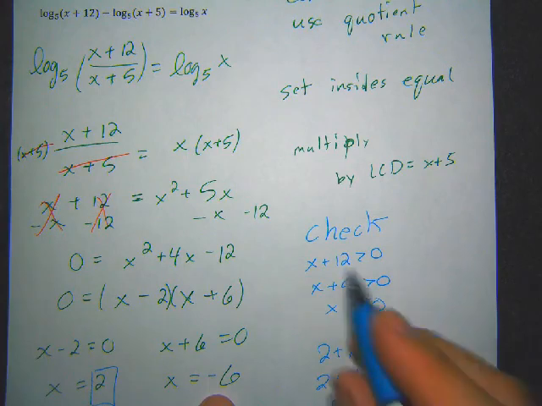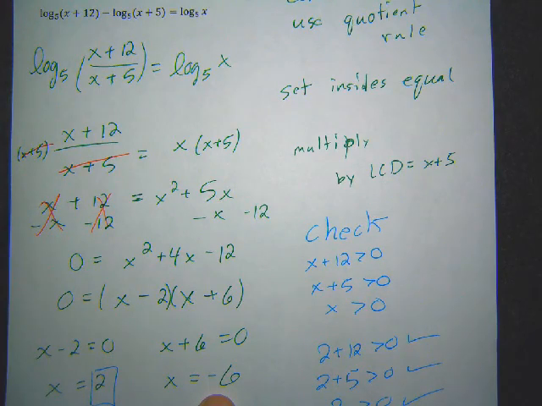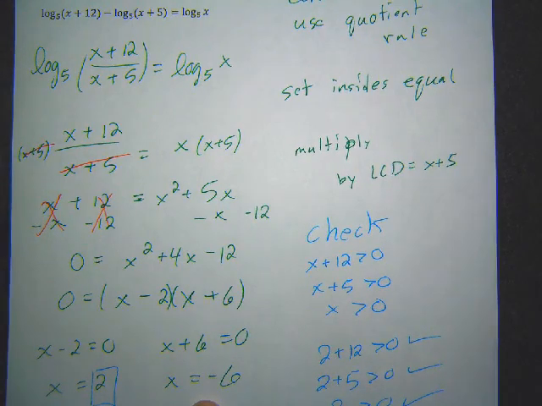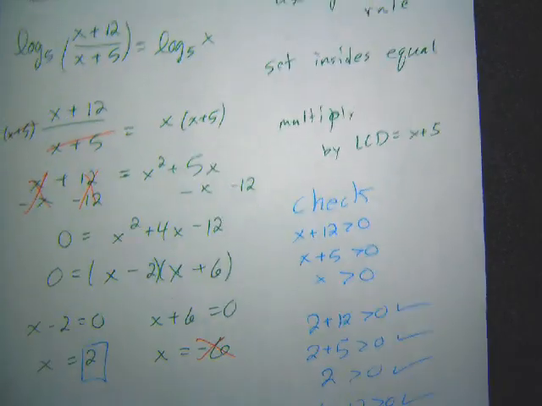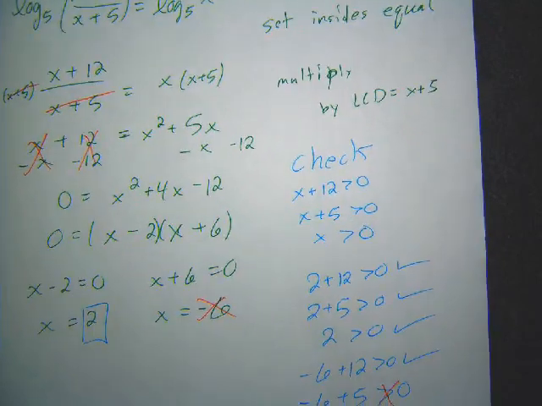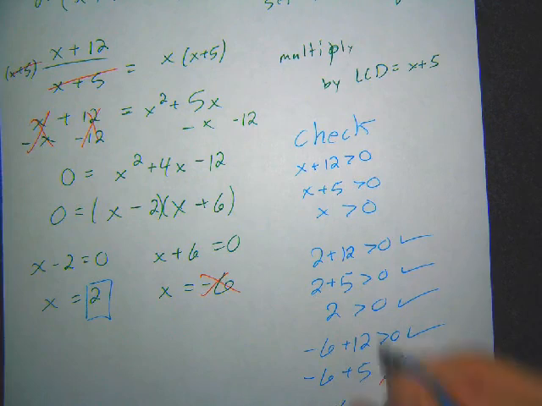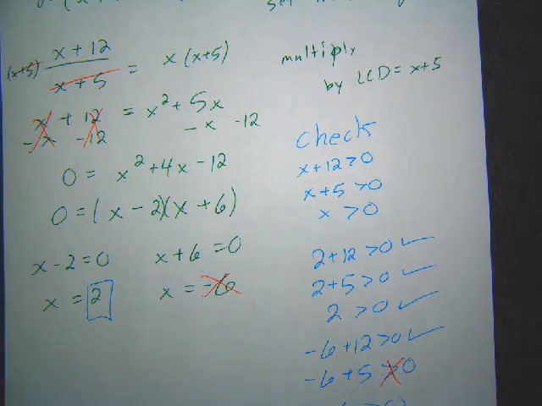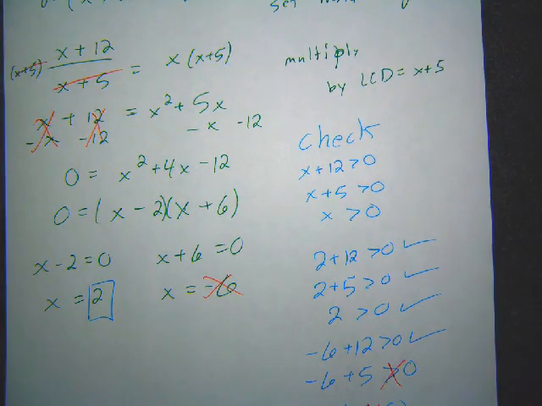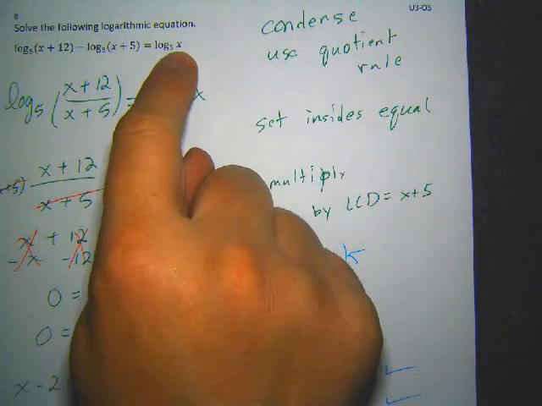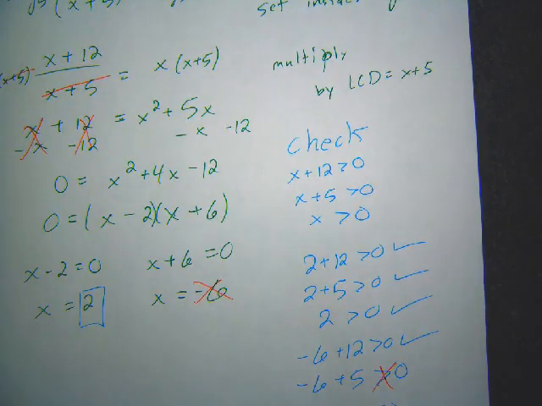Let's check negative 6. Negative 6 plus 12 is bigger than 0. It checks out, so far so good. Negative 6 plus 5, though, is not bigger than 0, right? That one fails. So negative 6 fails. As soon as it fails one of the checks, we toss it. Negative 6 plus 5 is negative 1. It doesn't work. Also, negative 6 by itself, in the last check, is not bigger than 0, so it failed there as well. Really, we knew as soon as we saw the x by itself that any negative number was going to fail, because it would already be negative when you put it in.